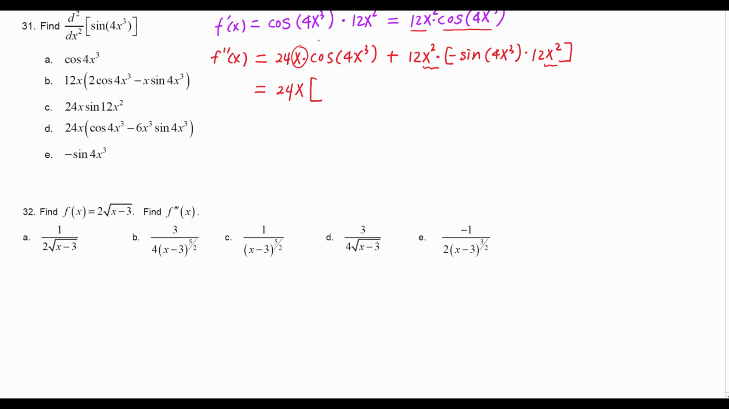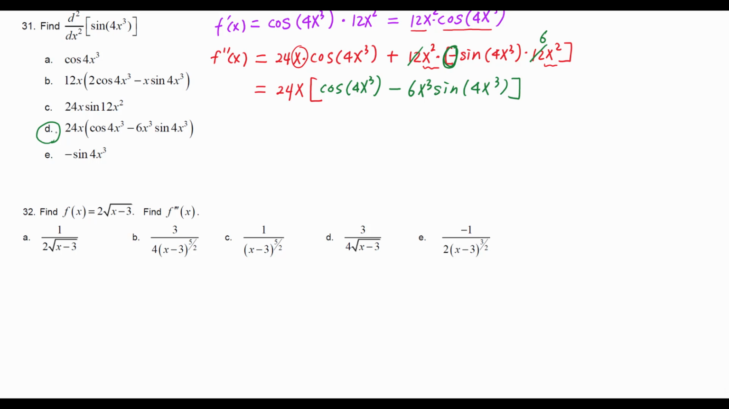Since 24x is out, what you have from the first term is cosine 4x cubed. Since you have a minus factor there, it is minus. And you took the 12 out and a 2 out, so this is a 6. You took an x out, so you have an x times x squared, which is x to the third power, sine 4x cubed. So I think we simplified as much as we can, and you can find the answer now, and the answer is D.